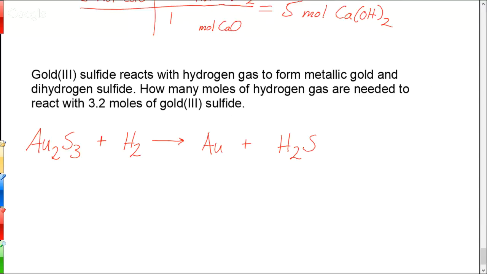Most of the single element gases are something like H2, O2, N2, F2, Cl2. There's also bromine and iodine. Those aren't gases.